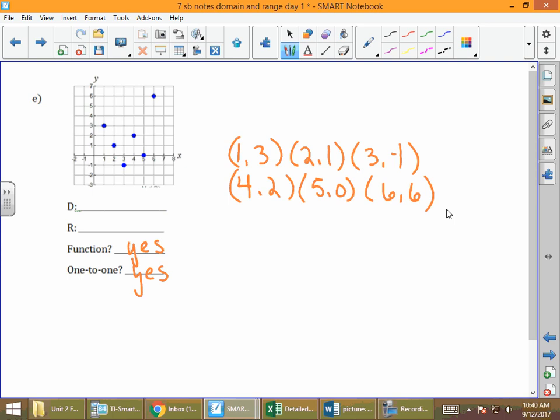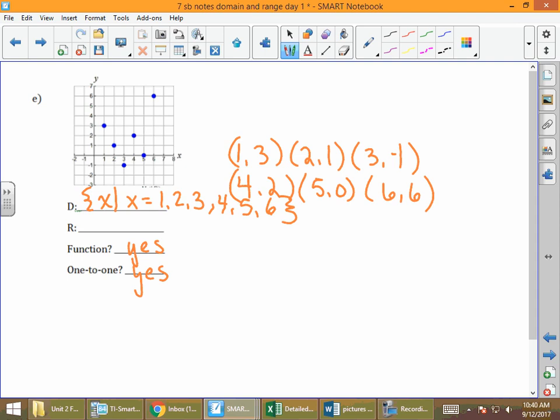And once we have that, we're going to write down the domain, which is the inputs, which are the x's. And that's squiggly bracket x bar, and x equals these values: 1, 2, 3, 4, 5, 6. Running out of space here. Squiggly bracket.